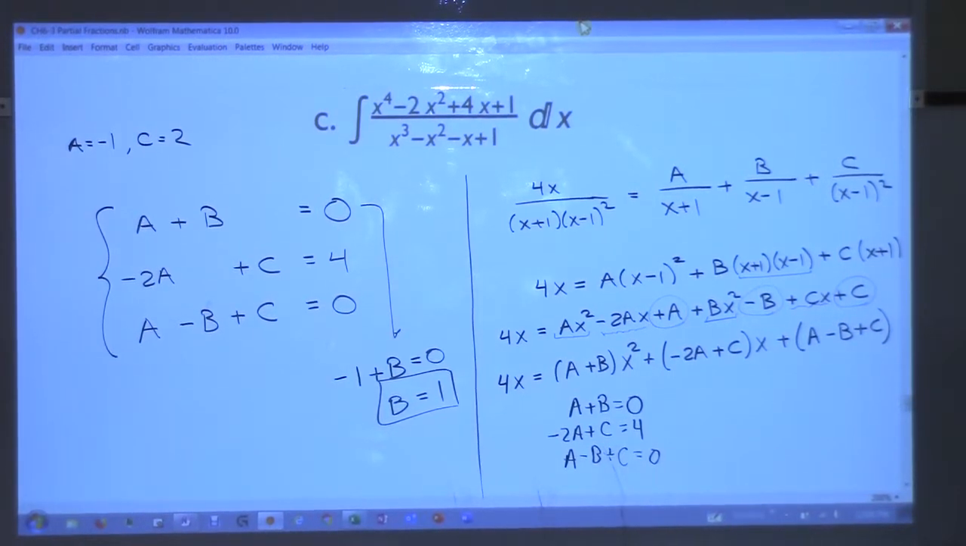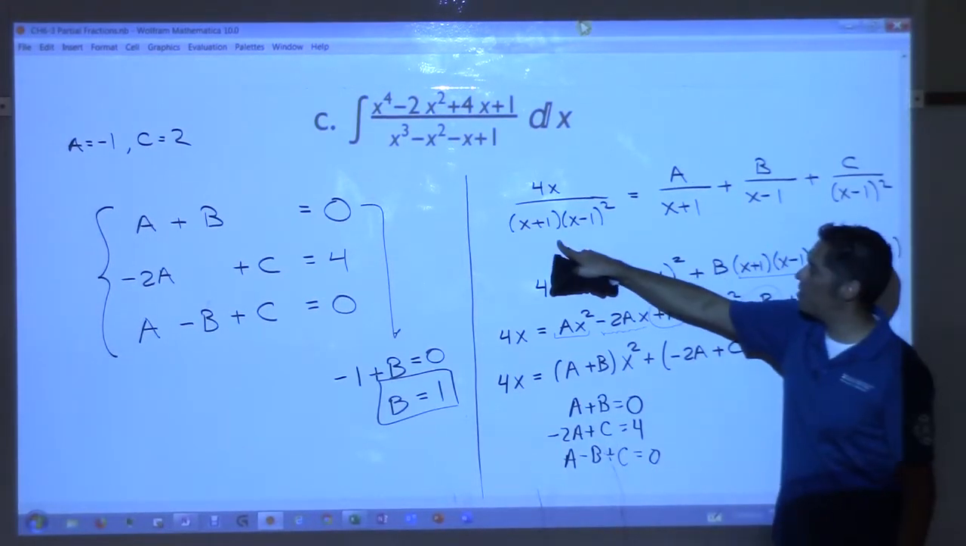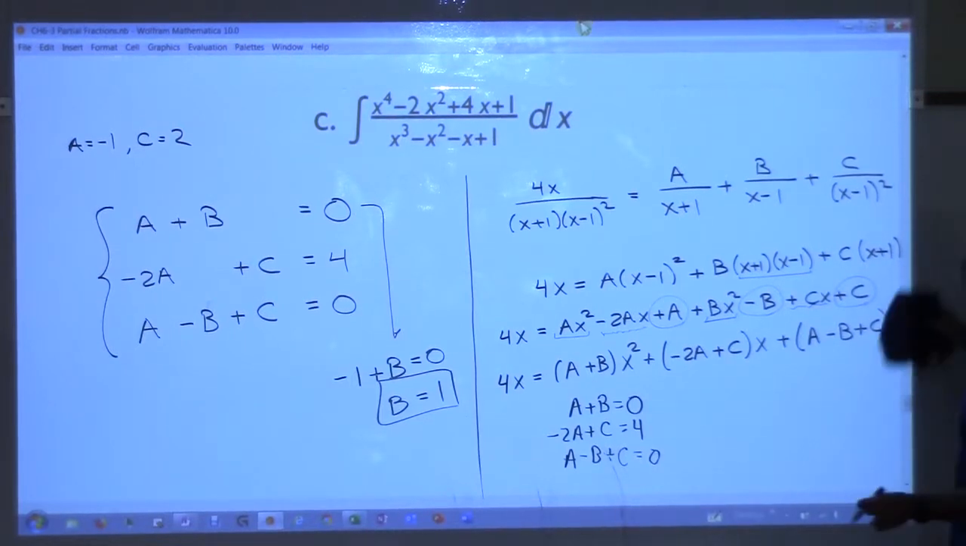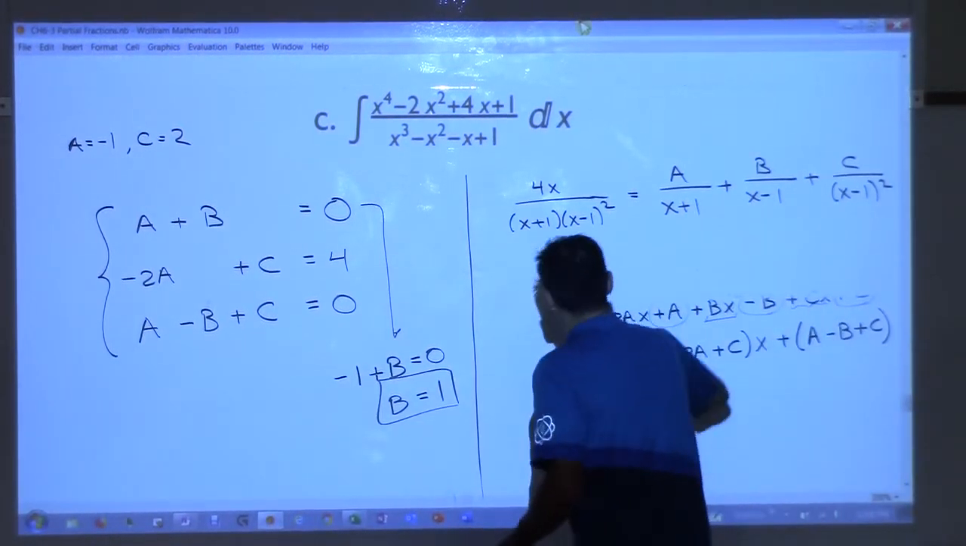Yeah, what are we doing? I forgot what we're doing. Okay, so here's where we are, right? We're trying to do this integral, now we know a, we know b, we know c. Yes? Okay, so let's continue the problem now.